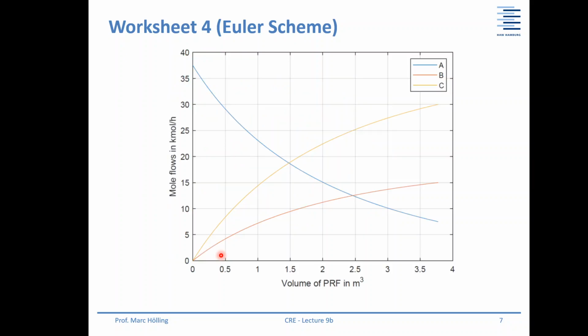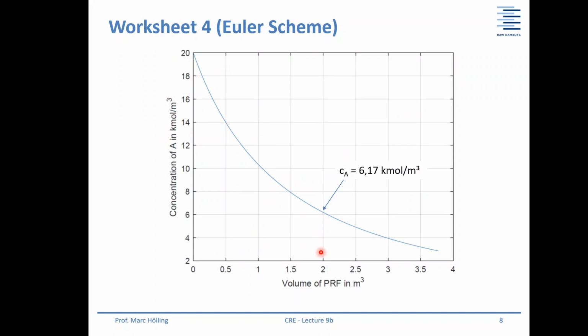If you do it like this, then you end up with a plot that should look like this. So here is 80% conversion of our component A. And here you can see how component B and C are produced, and here you can see the mole flows. To check if you got your simulation right, I asked you for the concentration at a volume inside of your reactor. I found out that the concentration of A at 2 cubic meters should be something like 6.17 kilomole per cubic meter. So this I plotted here.